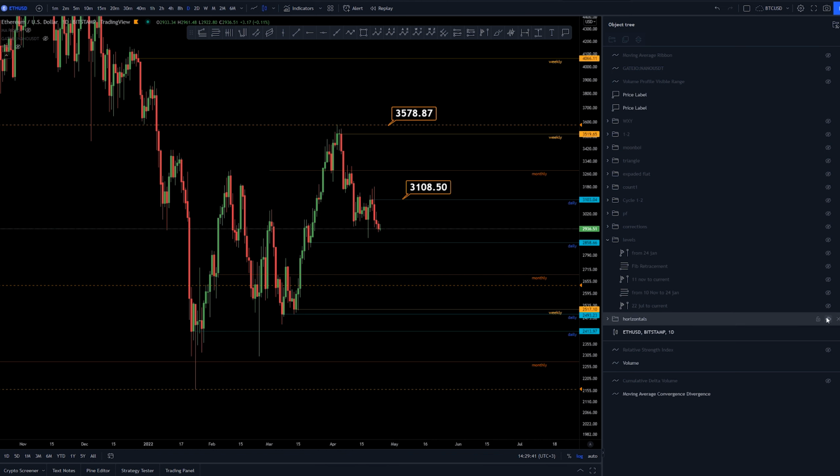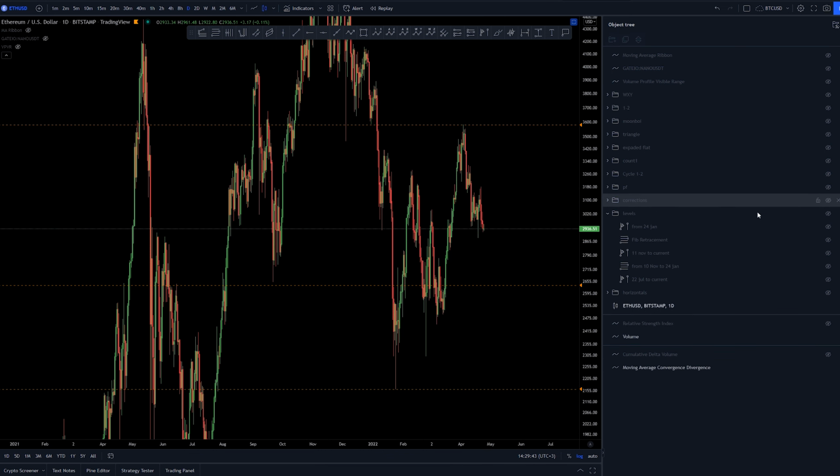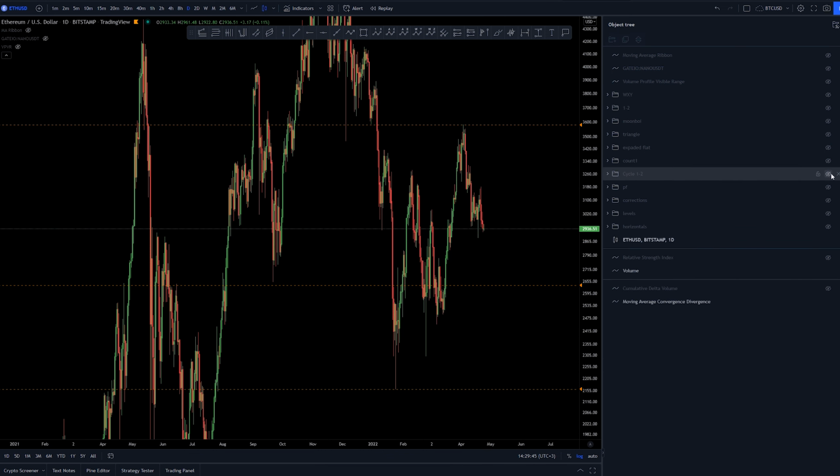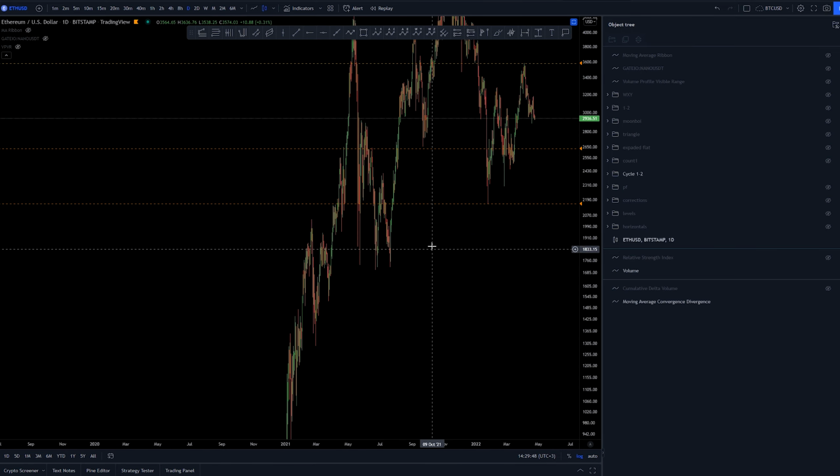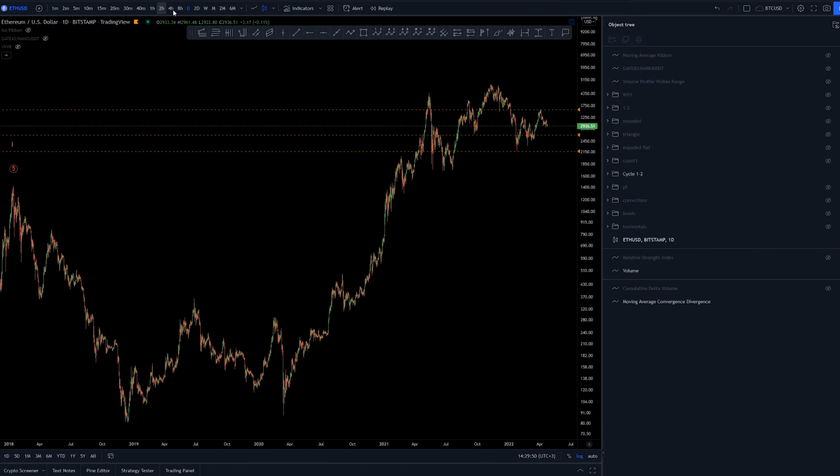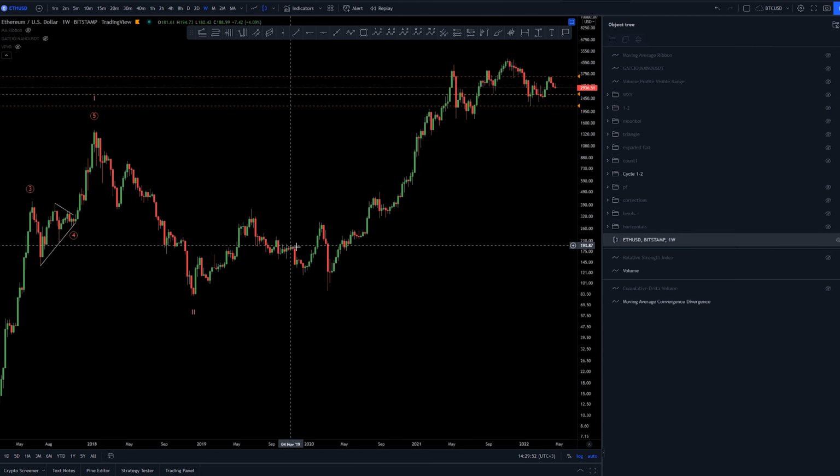But yeah, I think those are the basic levels that I wanted to share. There's more with Elliott Wave, so let's get into that. Let's take a look at the higher time frame.